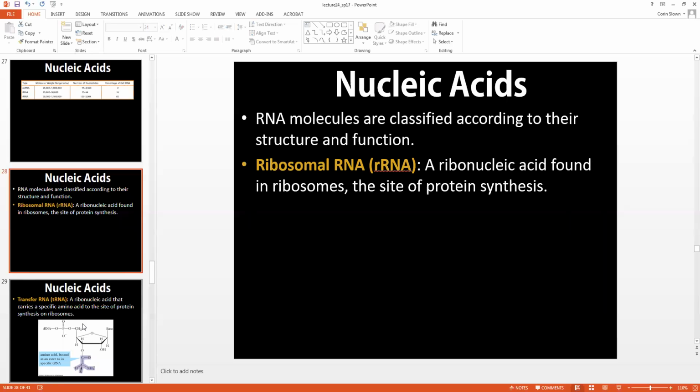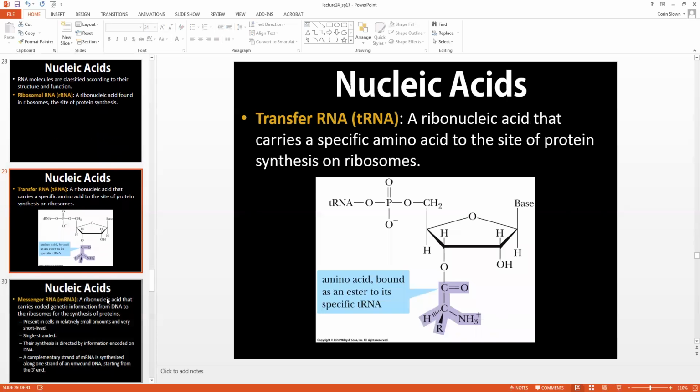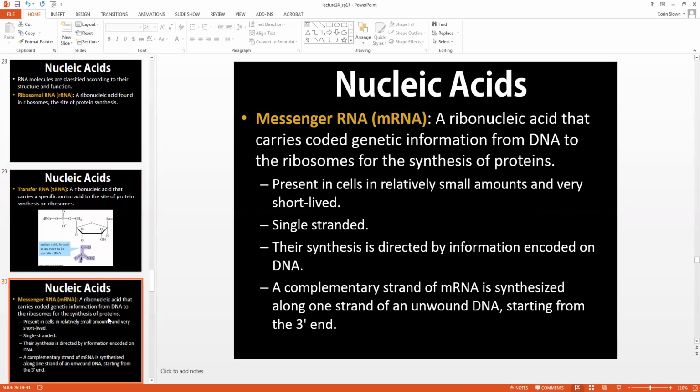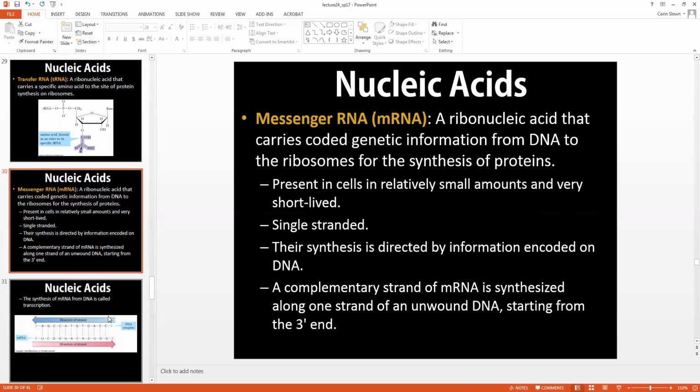So ribosomal RNA, or rRNA, is a ribonucleic acid that's found in ribosomes, the site of protein synthesis. Transfer RNA is a ribonucleic acid that carries a specific amino acid to the site of protein synthesis on ribosomes. And messenger RNA, or mRNA, is a ribonucleic acid that carries coded genetic information from DNA to the ribosomes for the synthesis of proteins. It's present in cells in relatively small amounts, and it's very short-lived.